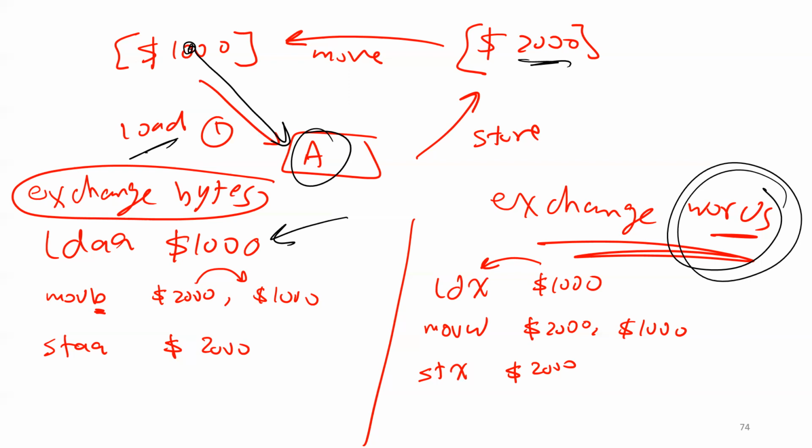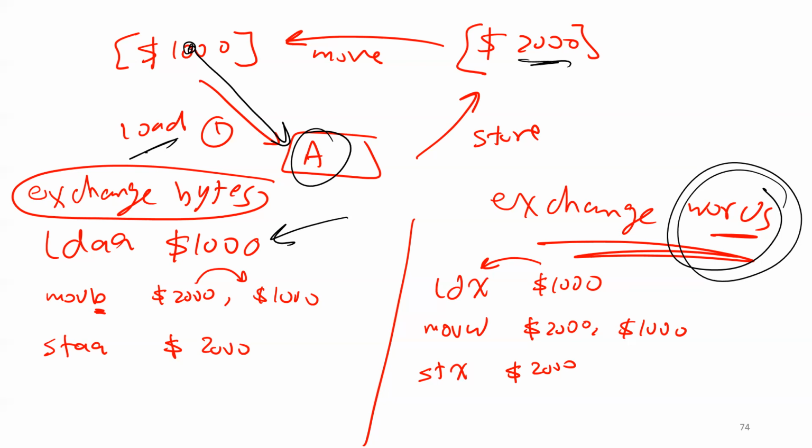Are you okay? Any questions? Very simple. You have to see what you want to copy. If I want to copy memory to memory, it has to be move. If you want to copy register to register, it has to be transfer. If you want to copy register to memory, it has to be store. If you want to copy memory to register, it has to be load.